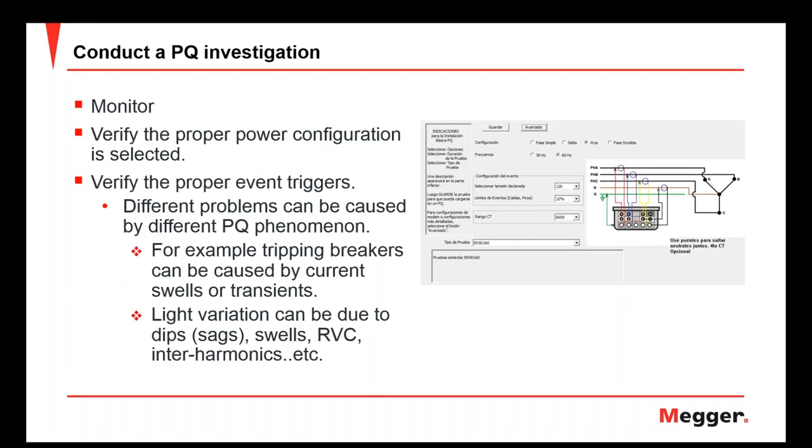Now, we also, when we monitor, we want to make sure we're triggering for the right events. So we want to set the proper power configuration, and we want to make sure that we have the right events triggered, okay? So for example, if I'm going to be looking at a problem troubleshooting tripping breakers, I will want to set some current limits on there that are equivalent to the breaker level to see if I'm passing that current limit. If I'm seeing light variations, I want to make sure that I not only have dips and swells that I'm looking for, but I'm looking at RVC, interharmonics, and things of that nature as well.